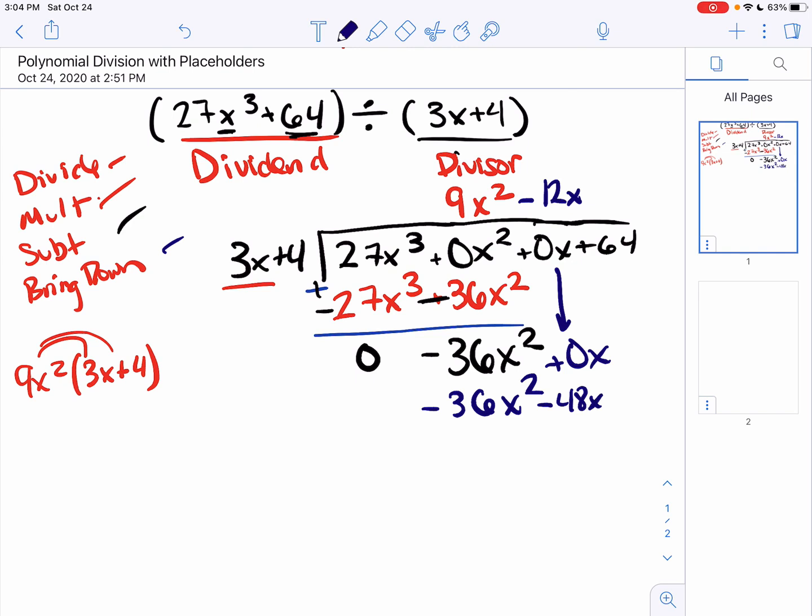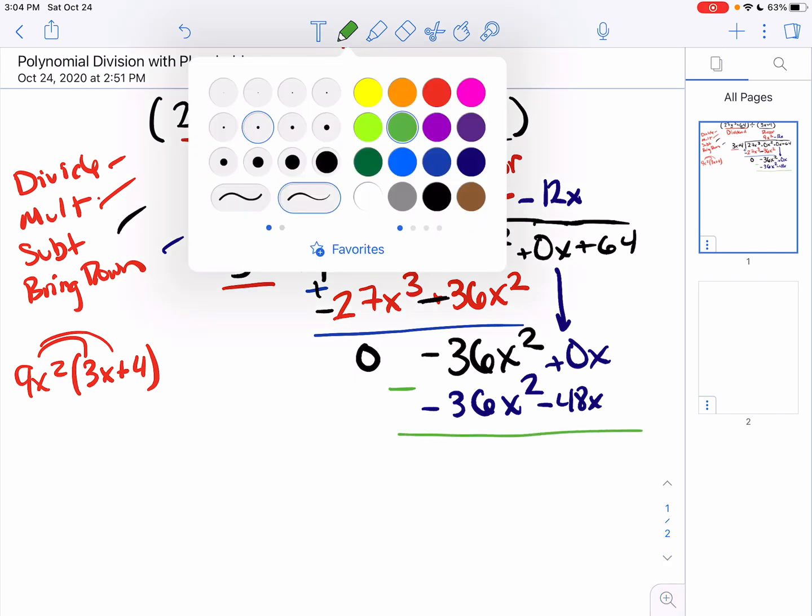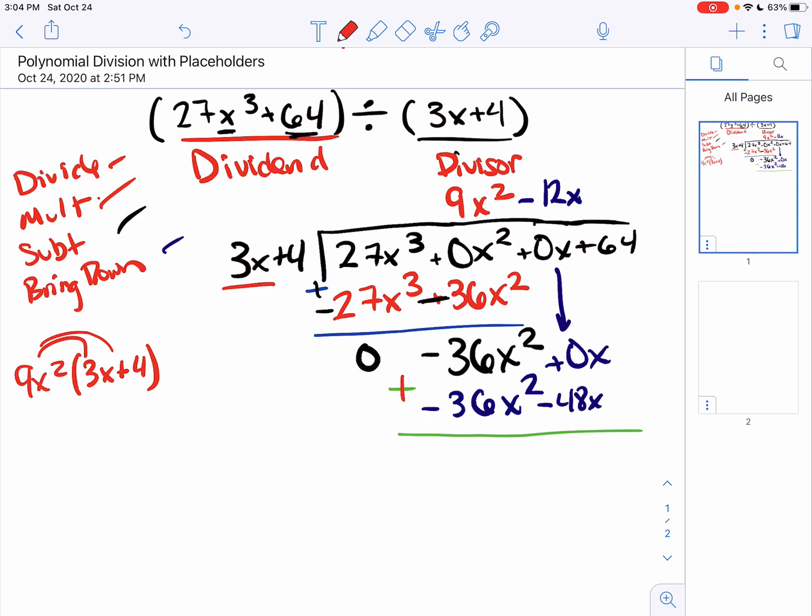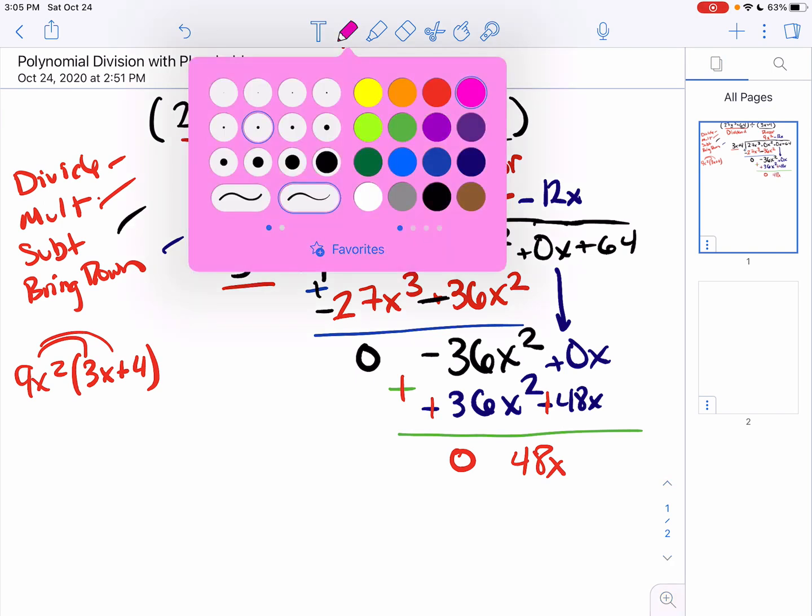Now I have to subtract. But instead of subtracting, I like to add because it's a little bit easier to understand. So I change my sign, I change this sign, and I change this sign. So now it's an addition problem. Negative 36x squared plus 36x squared will give me 0. Now I have 0 plus 48x will give me 48x. And then I'm going to bring down my 64.